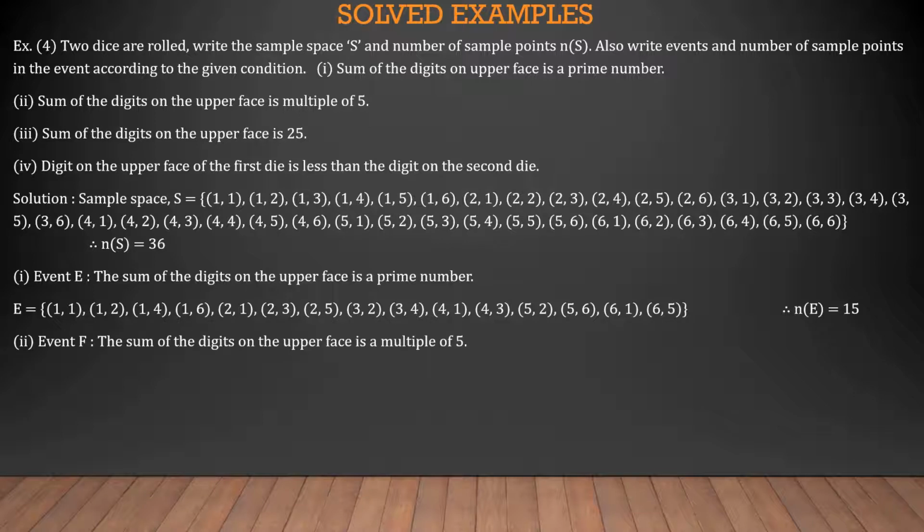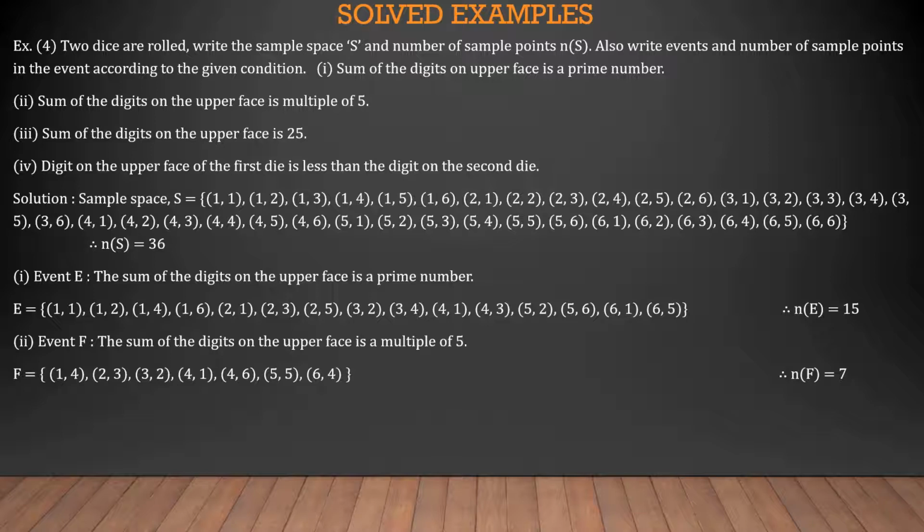Second event is F. The sum of the digits on the upper face is a multiple of 5. So we have to add the digits on the upper face and its sum should be a multiple of 5. F is equal to 1, 4. 1 plus 4 is 5, that's a multiple of 5.